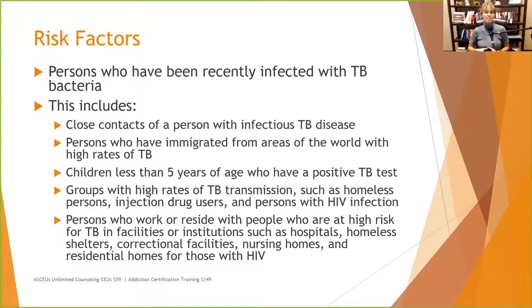Groups with high rates of TB transmission, such as homeless persons, injection drug users, and persons with HIV infection. If you work in mental health, if you work in substance abuse, if you work in emergency rooms or in law enforcement, for example, or emergency services, you're going to encounter these groups of people. So it's important to be aware of how TB is transmitted and how to protect yourself.